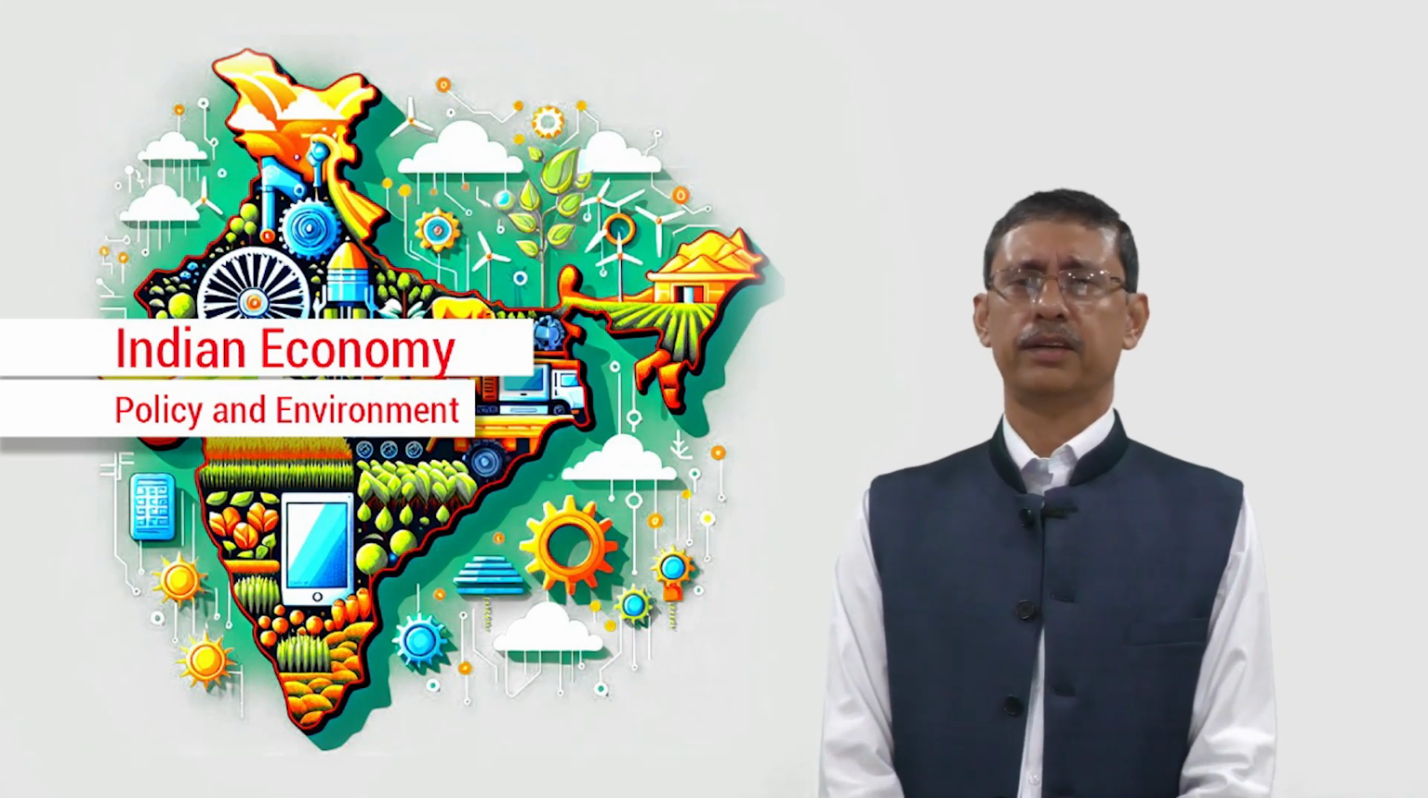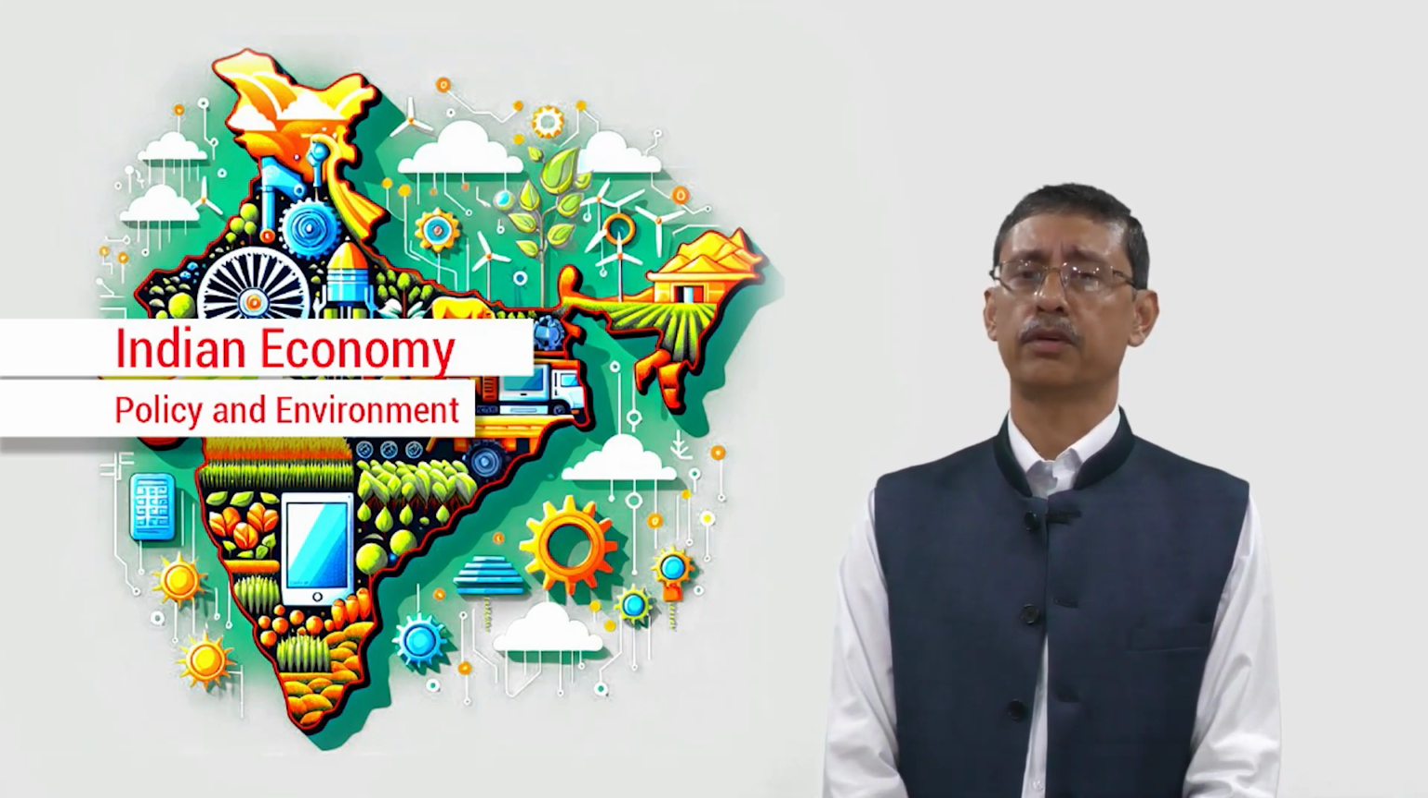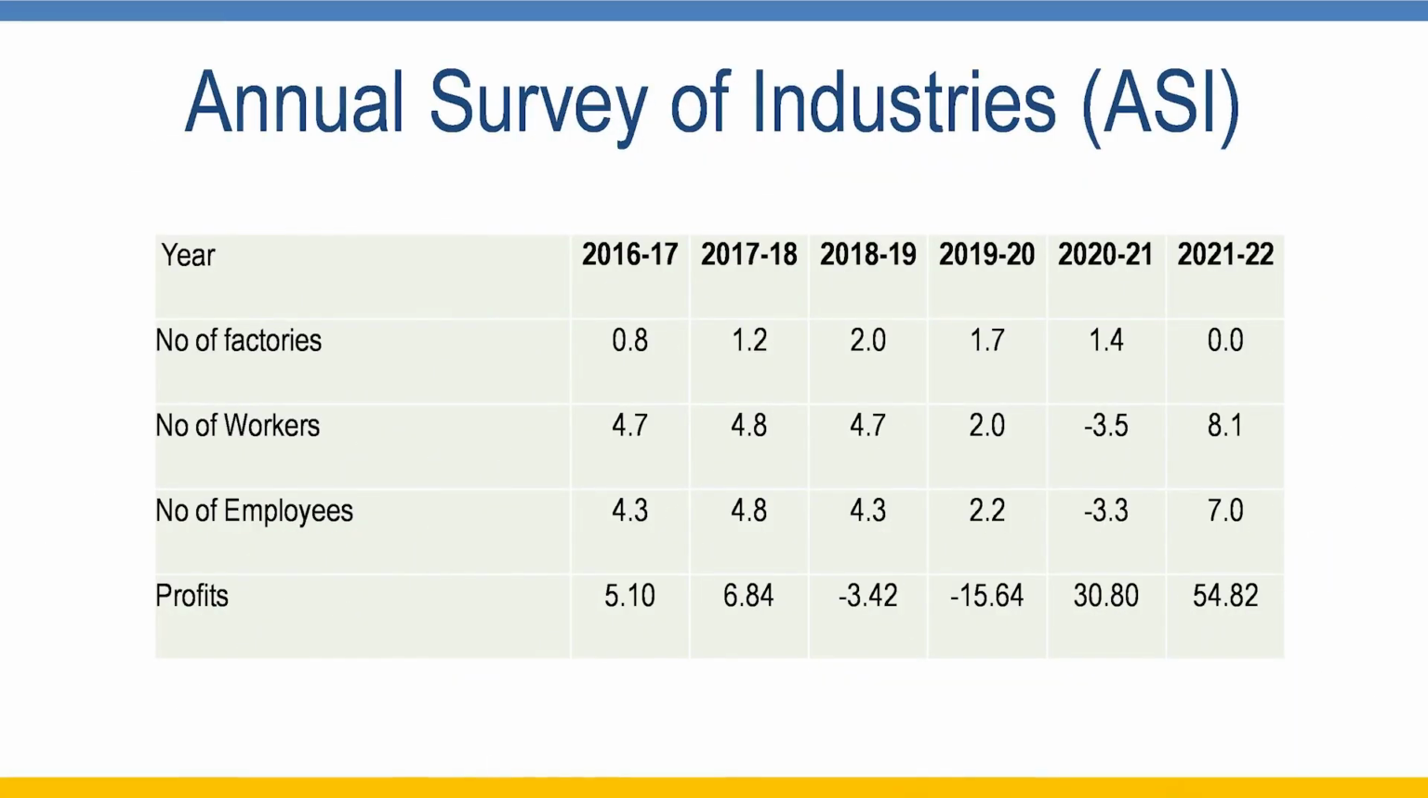Now, another thing that we have to keep in mind here is the Annual Survey of Industries data, which I have given from 2016-17 to 2021-22. The number of factories is not really increasing. Registered factories under the Annual Survey of Industries show a very marginal increase, about 1% or less. The number of workers is not really increasing either, it's around 8%. The number of employees is not showing any increase either, it's very minimal, but profits have remarkably increased.